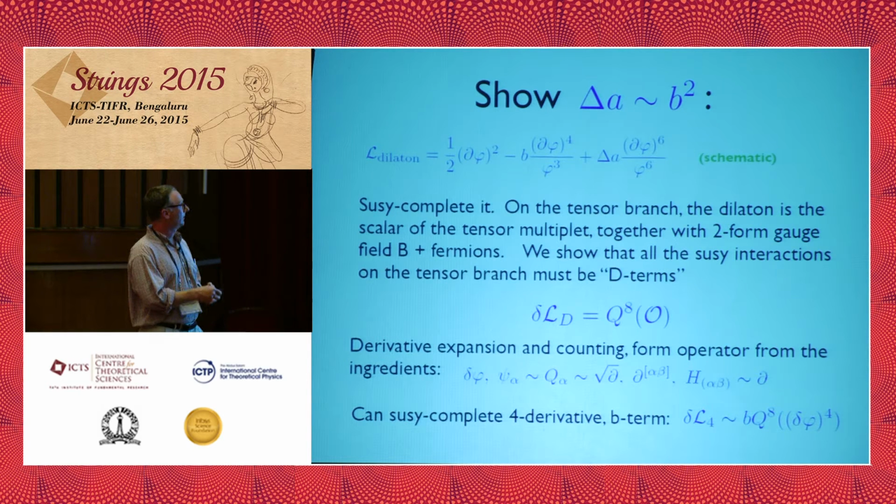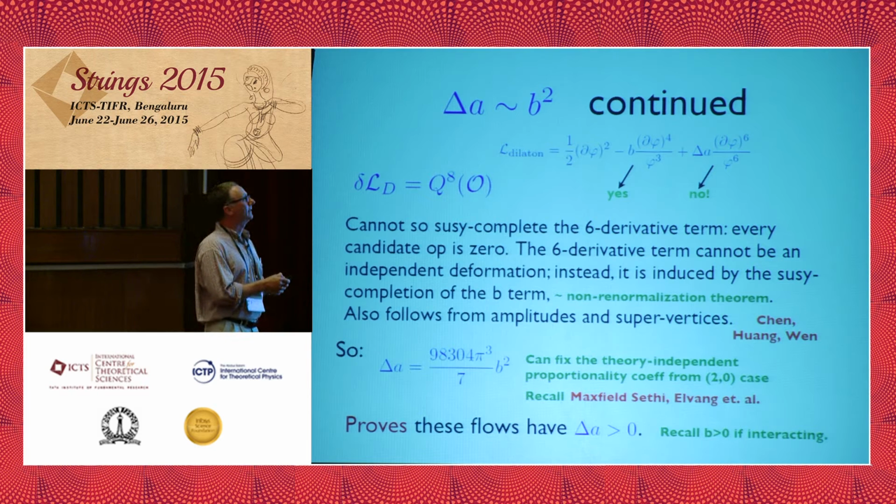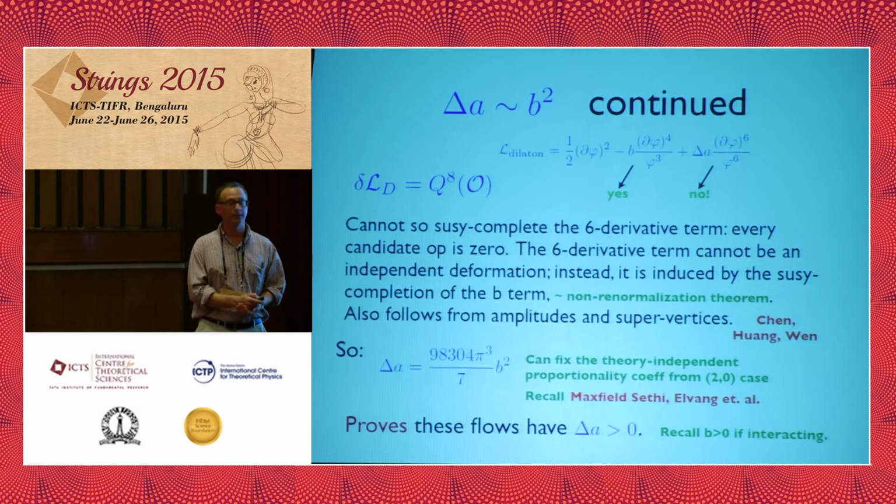And so we can supersymmetrically complete the four derivative term by saying that it's Q to the eighth acting on something with no derivatives. So that's the B term. Now the B term we can get this way. But when we try to look at the sixth derivative term, we see that we can't, in fact, supersymmetrically complete it in this way.